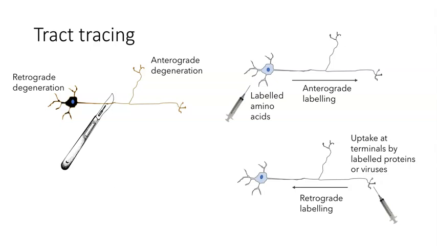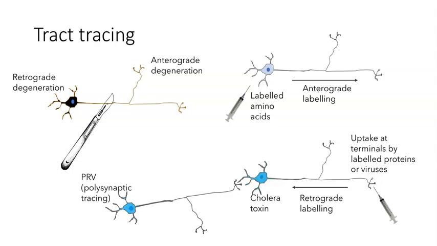Sometimes the substances that are taken back go only within the neuron itself. For example, if we inject cholera toxin out at the terminals, that will be retrogradely transported back to the cell body, but it will only stain that same cell body. In contrast, if pseudorabies virus is placed out near the terminal, that will be transported back not only to the first neuron, but even beyond that. So you can have polysynaptic tracing, and that can happen in the retrograde direction as well as in the anterograde direction, depending on which virus or substance is used.